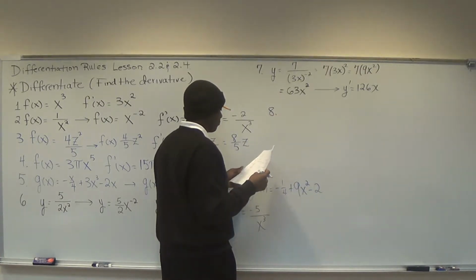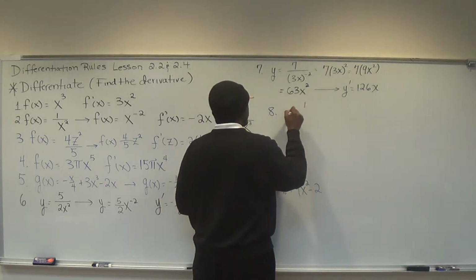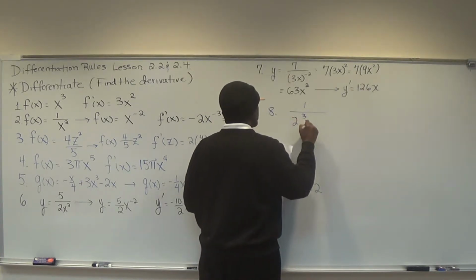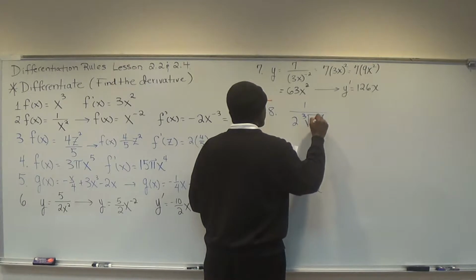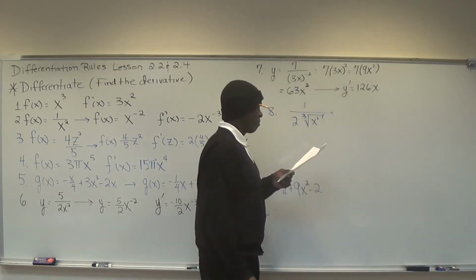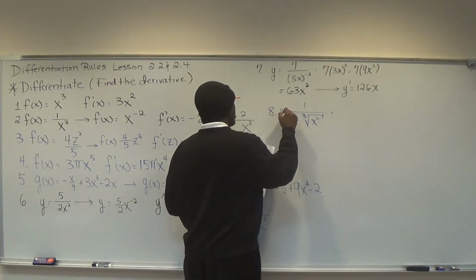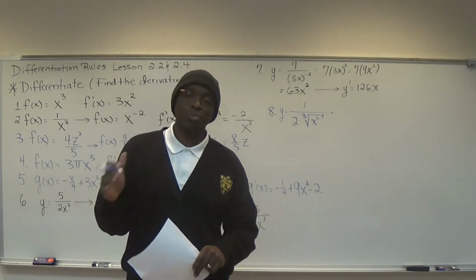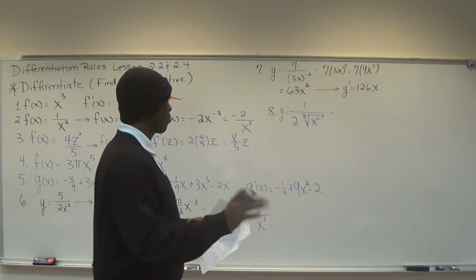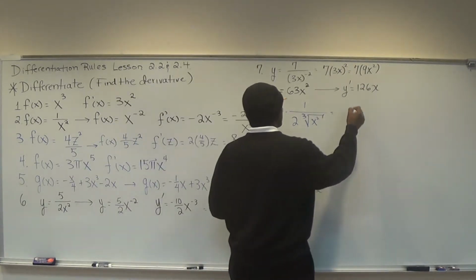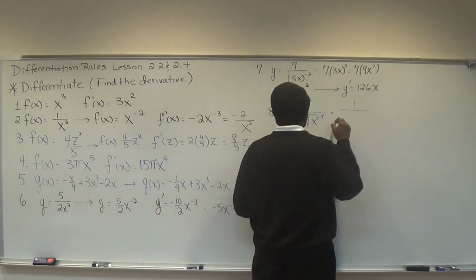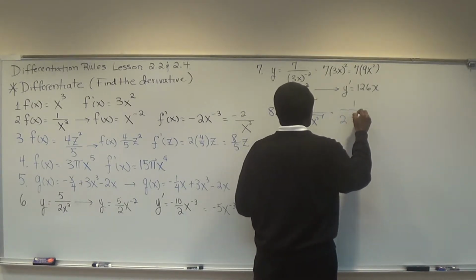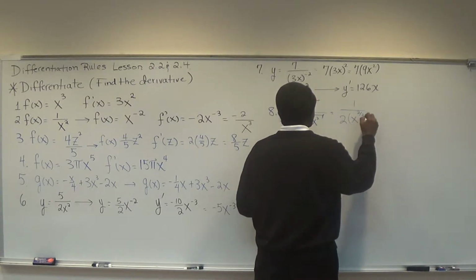Example 8. Now we have y equals 1 divided by 2 times the cube root of x squared. All right, first, let's rewrite the equation. So it's going to be 1 divided by 2 times x to the 2/3.